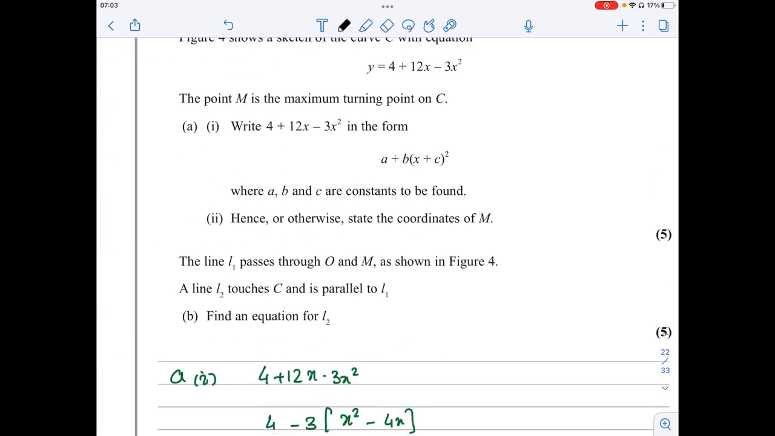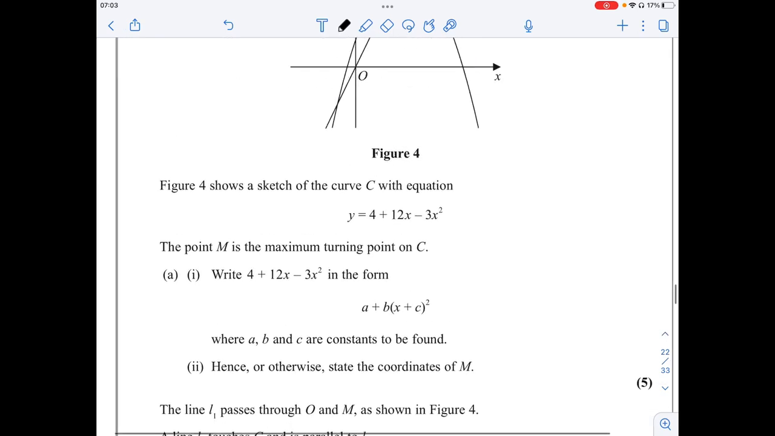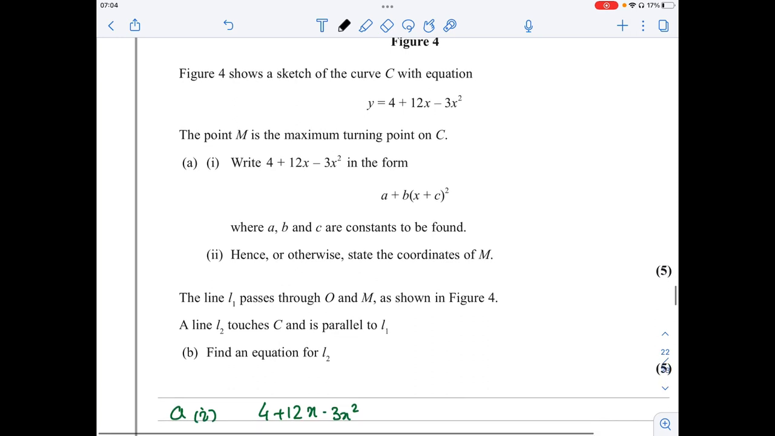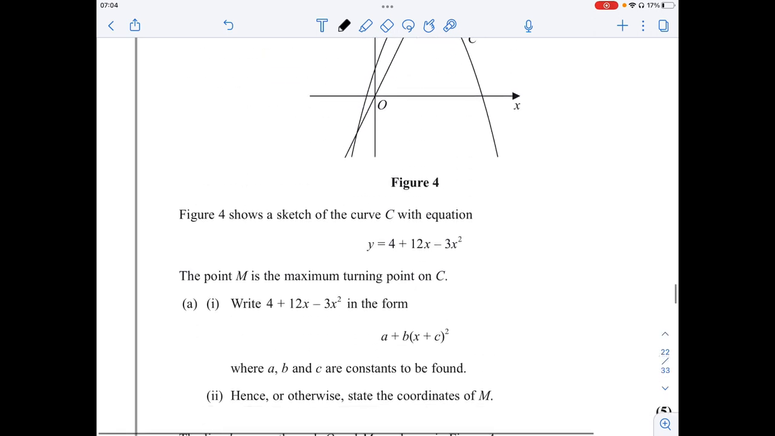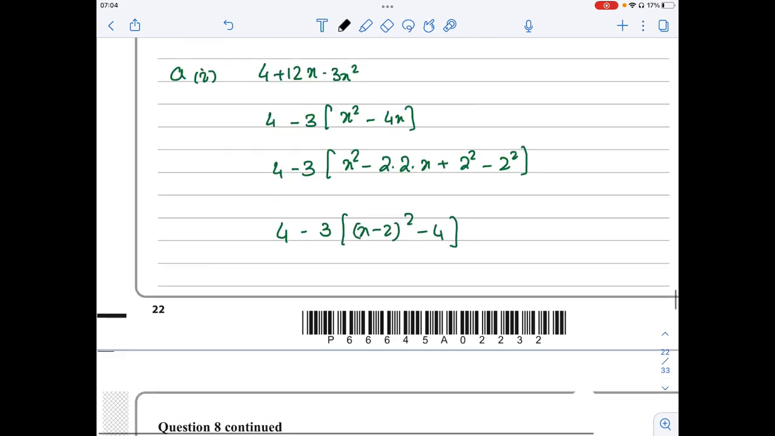Next, the line L1 passes through O, the origin, and M as shown in figure 4. The line L2 touches the curve and is parallel to L1. Find the equation of L2. So, it is parallel to L1.